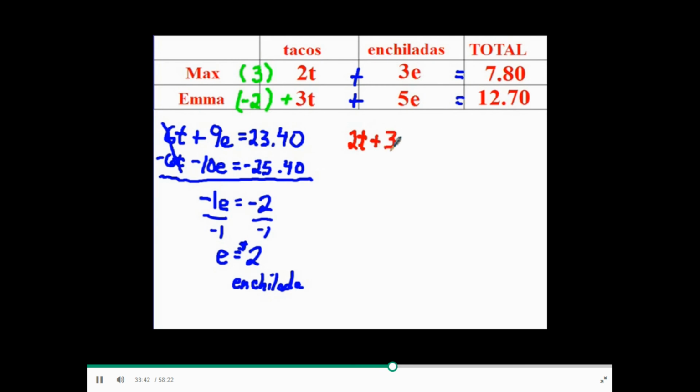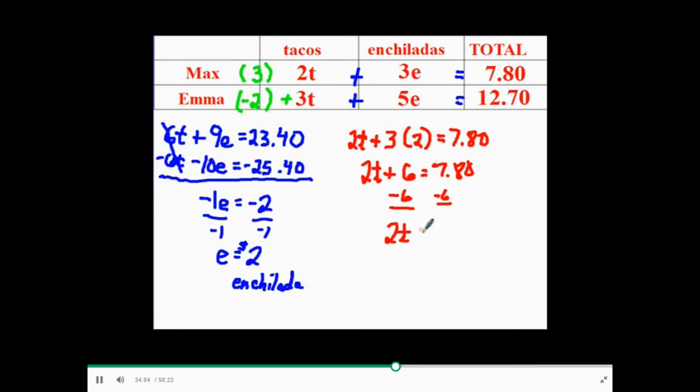2t plus 3e, but instead of e, I'm putting a 2, equals $7.80. Now I have to do this difficult equation solving. 3 times 2 is 6. And I know that you guys are equation solving masters, so we'll go through this part pretty quickly. We're subtracting 6 from both sides. 6 is canceled on the left side, leaving me with $1.80 on the right. Dividing by 2 because 2 is touching the t, and that's just gross. So I have t equals 0.90.